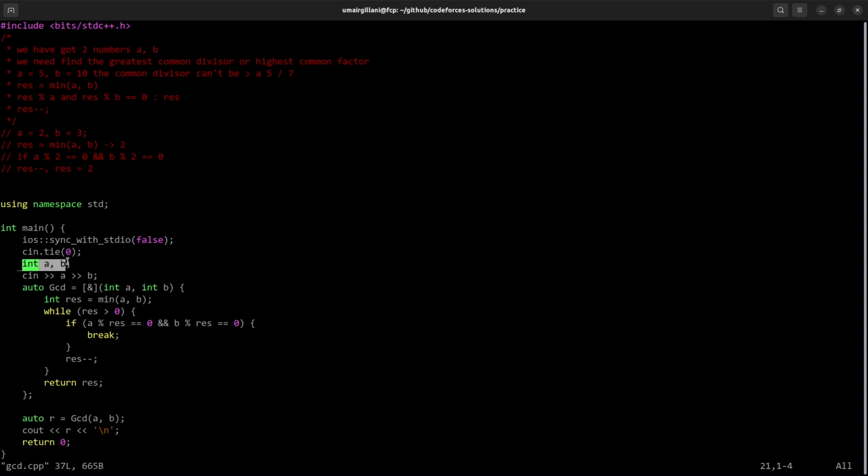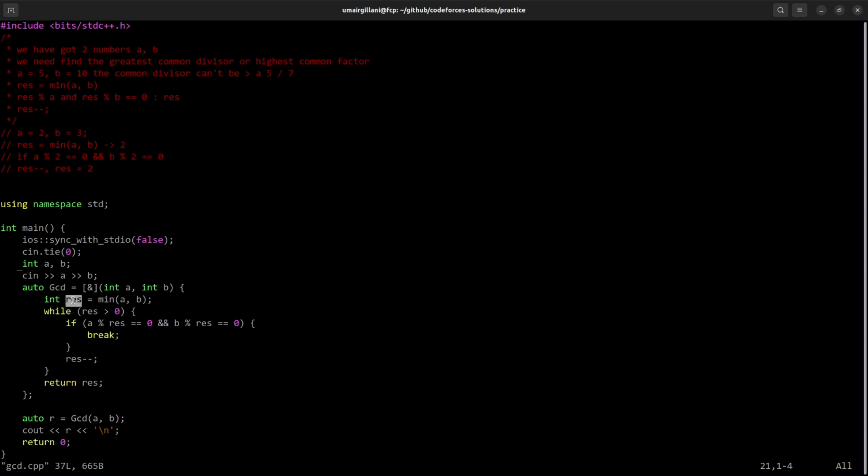I've initiated two integers, A and B. I've taken these integers from the user, and then I've written a lambda function over here which does the exact same thing which we just explained. Forget about this lambda function for now. We'll make a separate video on that, how it works. Basically, it's just like any other function which takes two integers, A and B.